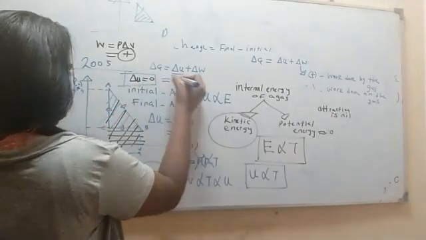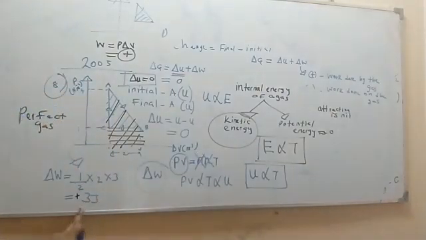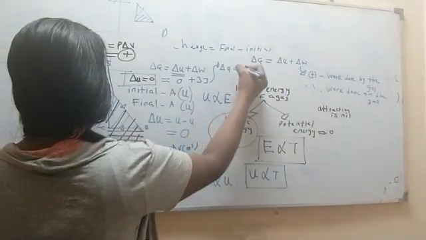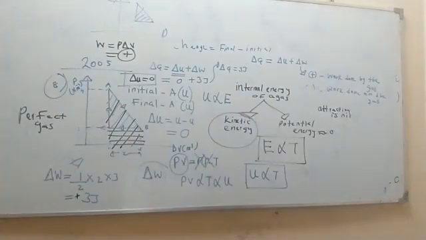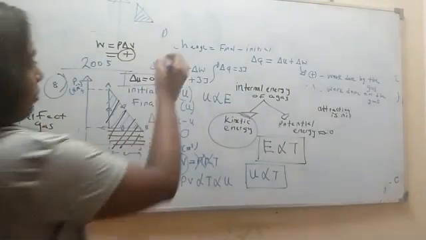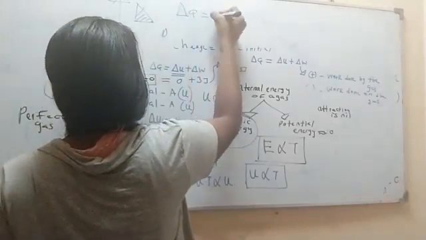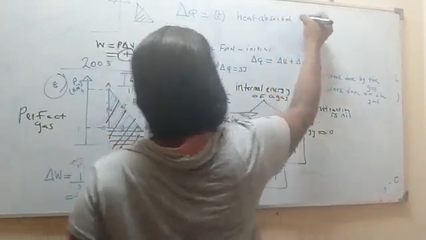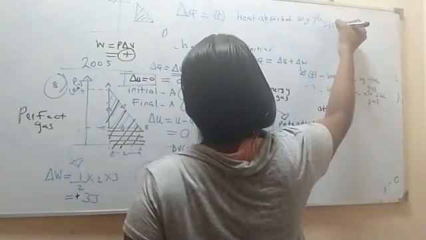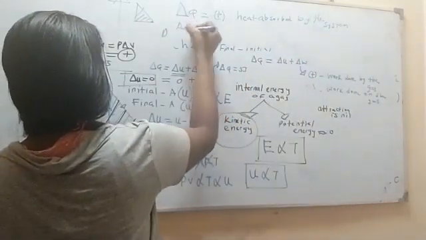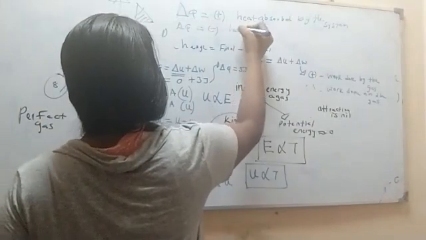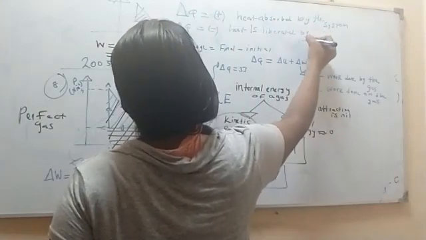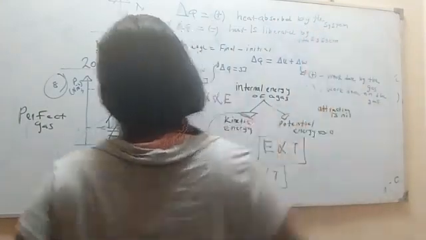Therefore, delta U is 0. Then the delta W we calculated is plus 3 joules. Substituting that, delta Q is equivalent to 3 joules. If delta Q is plus, heat is absorbed by the system. If delta Q is minus, heat is liberated by the system. Here delta Q is plus, therefore heat is absorbed by the system.